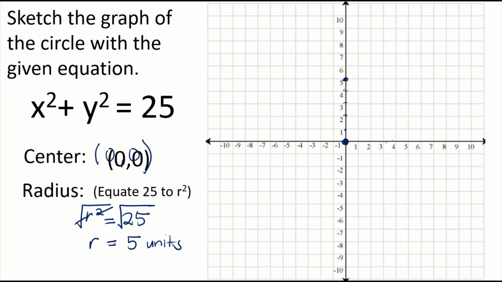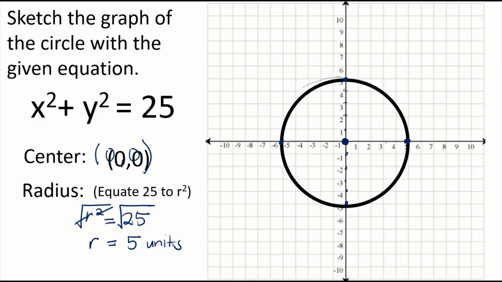1, 2, 3, 4, and 5. Sa pababa, 1, 2, 3, 4, 5. And then the other one is 1, 2, 3, 4, and 5. So, ito yung mga points na to. Kapag kinonect natin siya, dapat yan ay magpo-form ng circle. So, yan ang center. And then, dapat ganito ang circle.